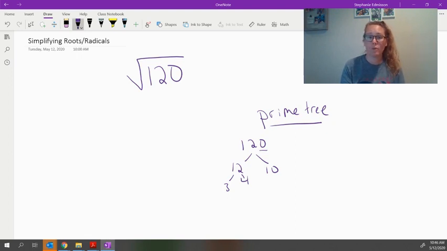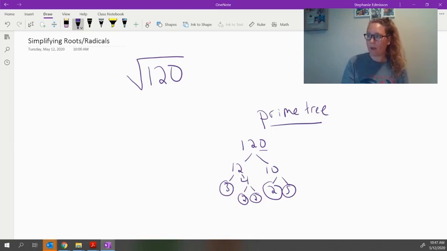That's what's kind of cool about prime trees. You can follow whatever path you want on a prime tree. You're always going to get the same answer at the end because this number is made up of a certain product of primes. Now, 3 is a prime number. Whenever I get to my prime numbers, I want to circle them. 4 is 2 times 2. Those are both prime numbers, so I'm going to circle them. Now over here, 10, 2 times 5, those are both prime numbers as well. So I'm now done. I've got every single line of the tree to end in a prime number.